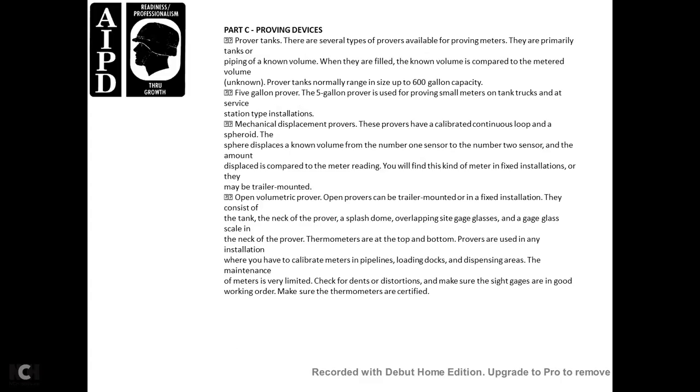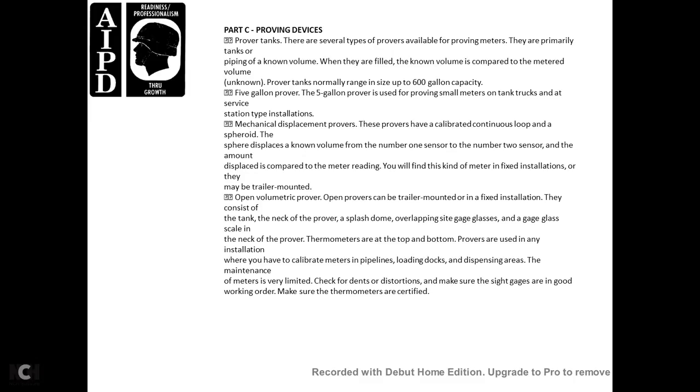Part C, proving tanks. There are several types of provers available for proving tanks. The prover tank is a vessel of known volume; when filled, the known volume is compared with the meter reading of the unknown. Prover tanks normally range in size up to 600-gallon capacity. The 5-gallon prover is used for proving small meters on tank trucks and in service station inspections.